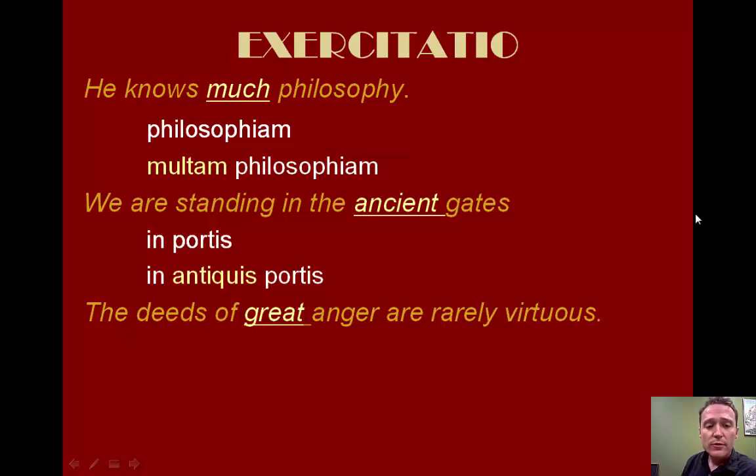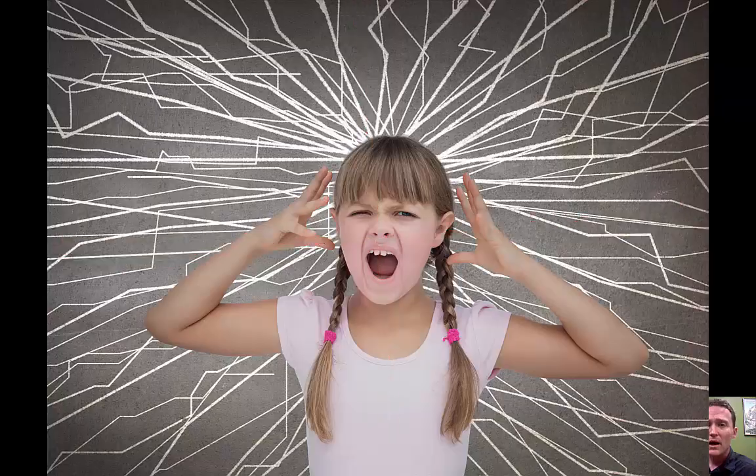Okay, so we look at that word great. It has to be describing anger. So we know the Latin word for anger is ira, ira. Now, let's look at the larger context of the sentence. The deeds of great anger. The deeds of anger. That is one of the uses of the genitive. And so we have genitive singular, ira. What kind of anger is it? It's great anger. And so we have magnae irae, the deeds of great anger. Magnae irae.